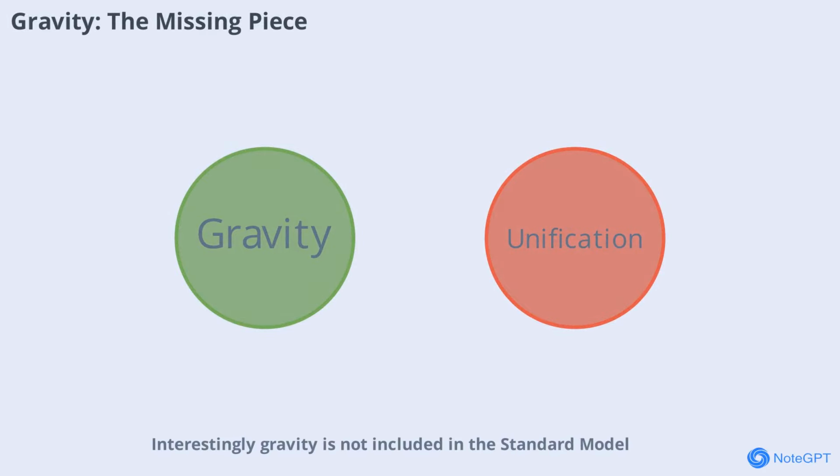Interestingly, gravity is not included in the Standard Model. While it's one of the 4 fundamental forces, gravity is described by Einstein's theory of general relativity, not by quantum mechanics. Physicists are still searching for a way to unify gravity with the other forces, which would lead to a more complete understanding of the universe.